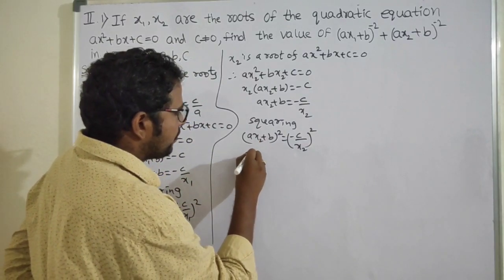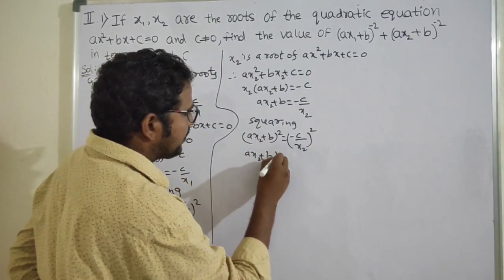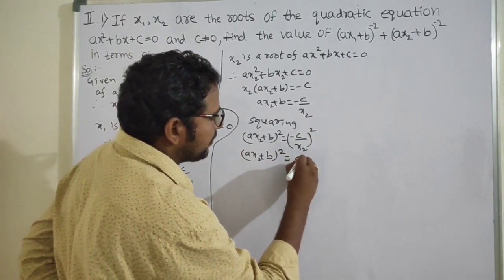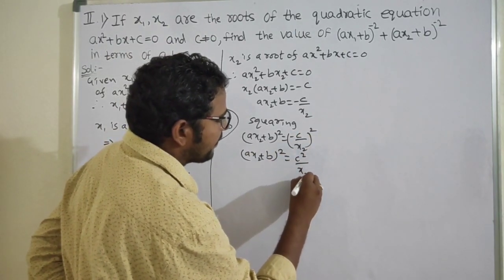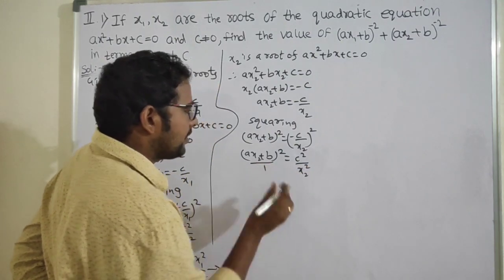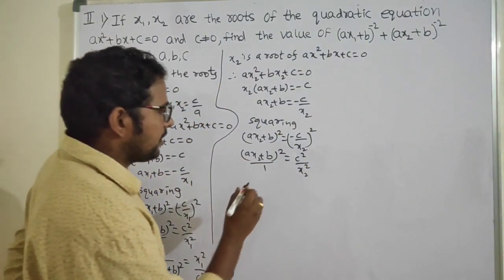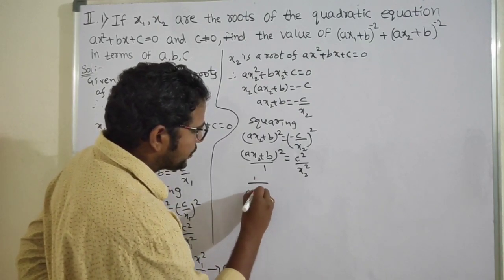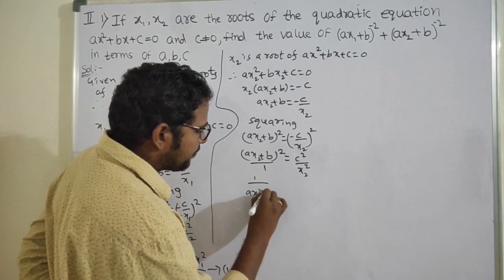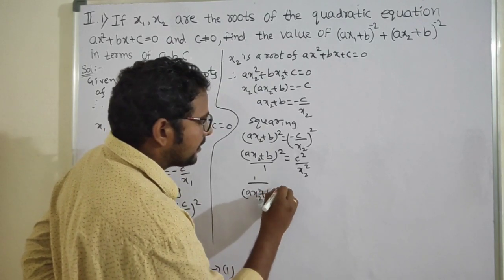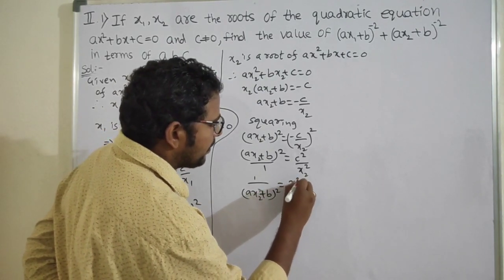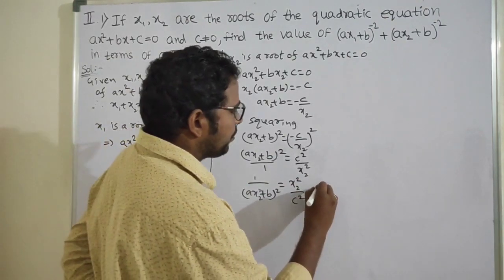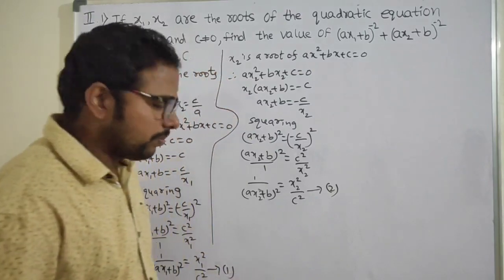So ax2 plus b whole square is equal to minus c whole square by x2 square. Here the denominator is 1. Take reciprocal on both the sides. So we can write this as 1 by ax2 plus b whole square is equal to x2 square by c square. Take it as equation number 2.